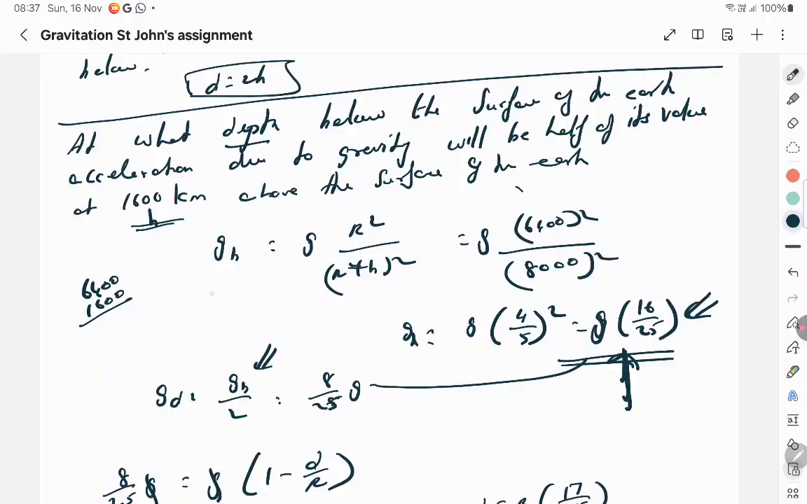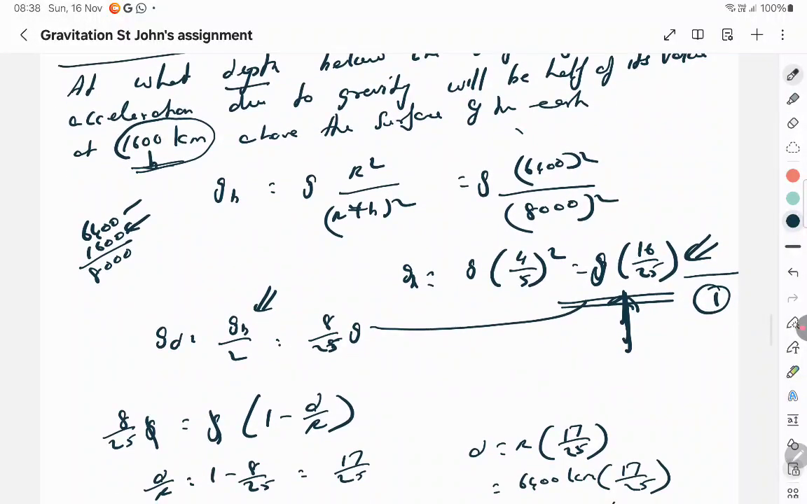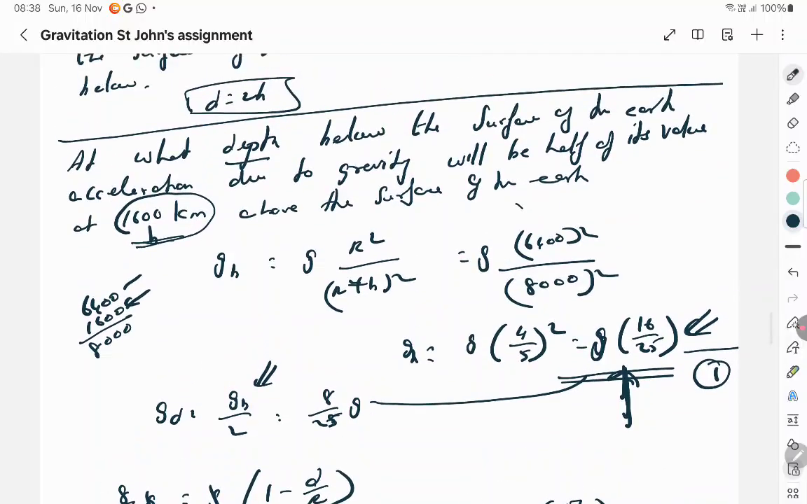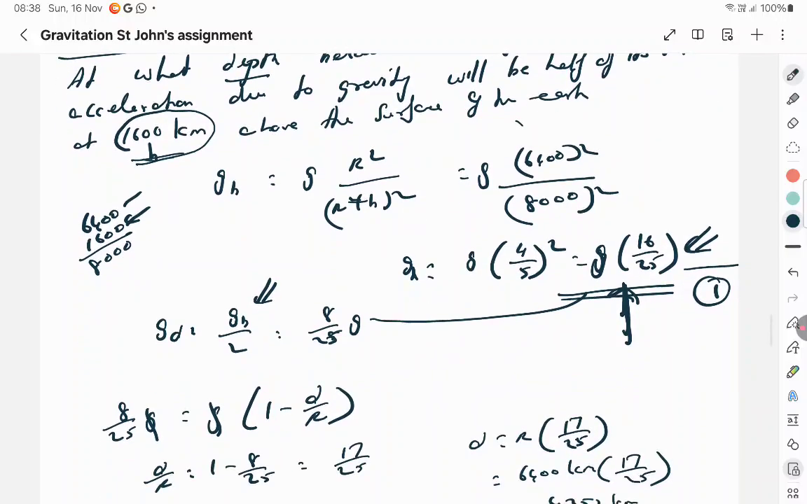Above the surface of the earth, 1600 kilometers, gravity at a particular height, you write the formula. 1600 above the surface of the earth, the radius of the earth is 6400 plus 1600, so 8000. R plus h whole square, plug in that, I get the gravity at a particular height like this. At what depth? The gravity at a depth is gh by 2, because it is given that gravity at the particular depth is half of the gravity at a particular height. So then plug in what gh you found, just plug it in with dividing it by 2.